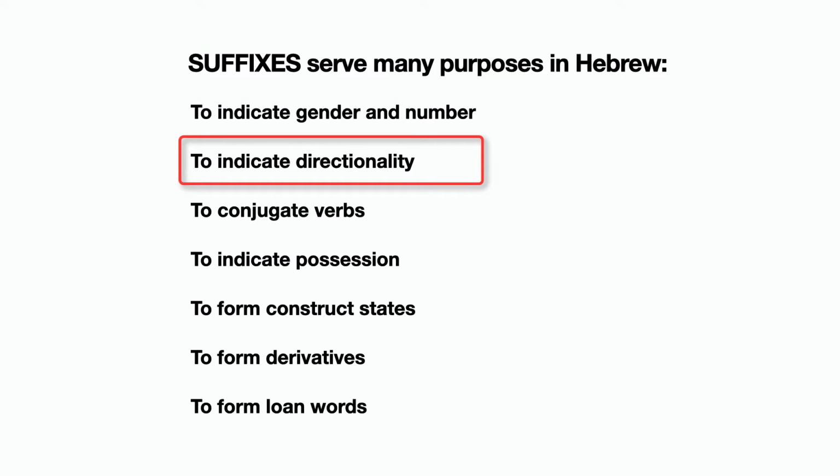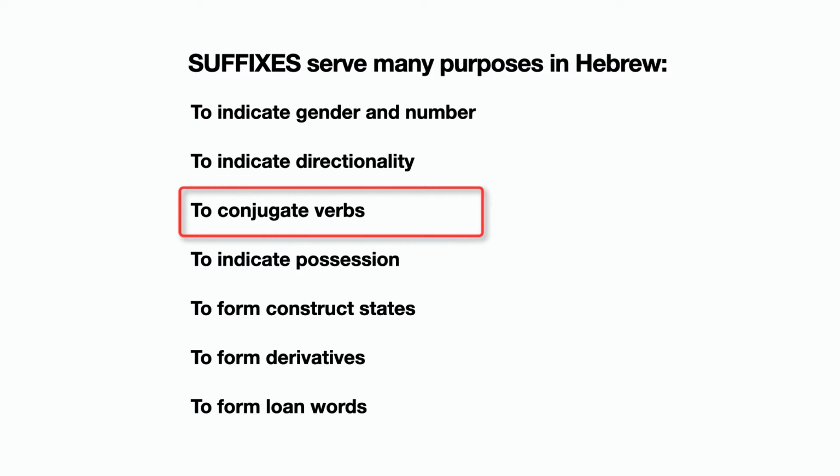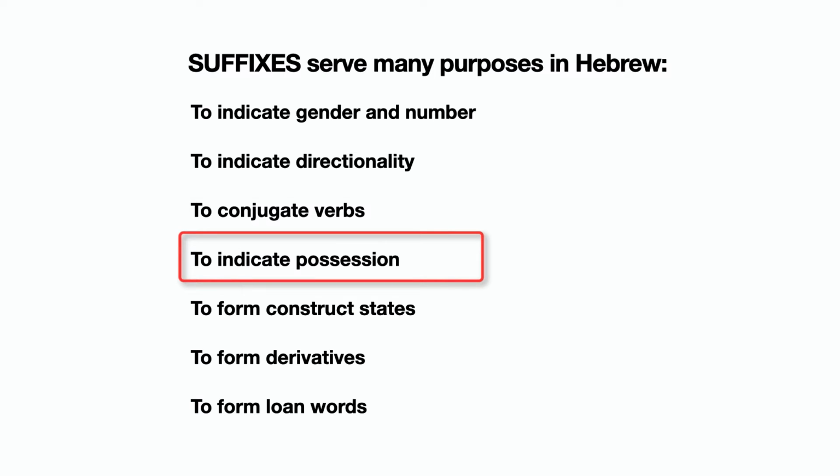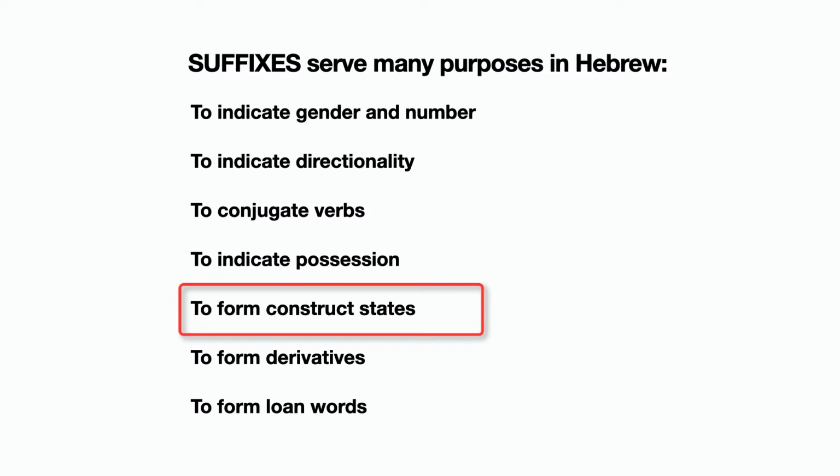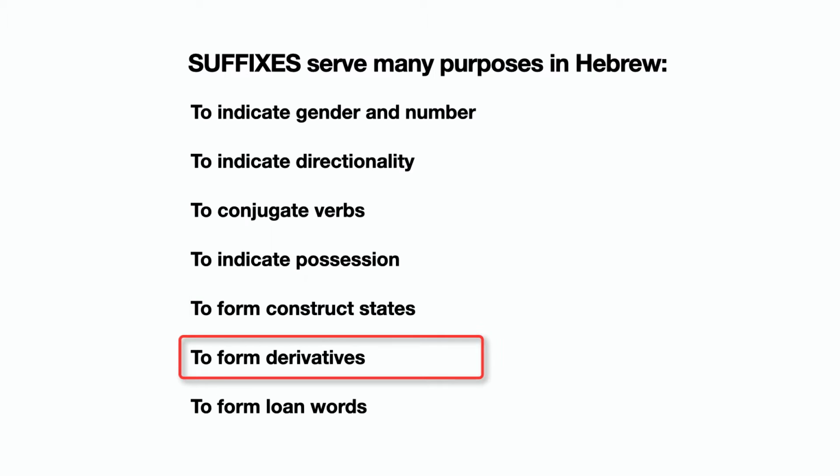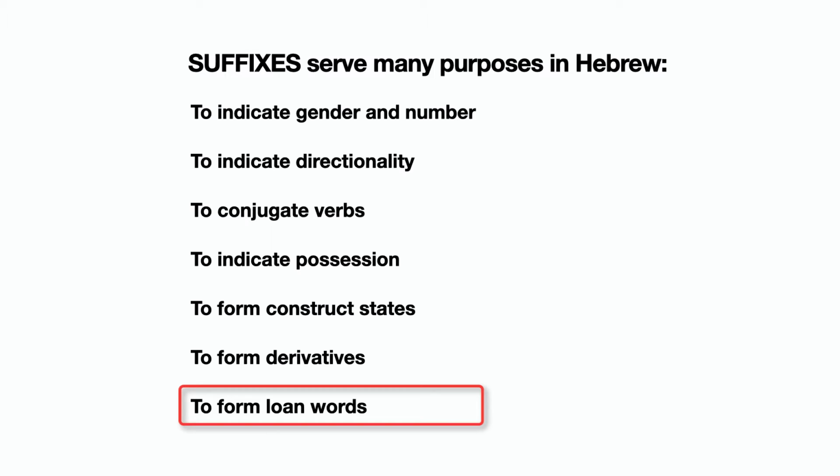So suffixes serve many different purposes in Hebrew: to indicate gender and number, to indicate directionality towards someone or something, to conjugate verbs, to know the past tense, present tense, future tense, infinitive forms, and imperative forms of verbs. And suffixes can also indicate possession. Suffixes are also used in what we call the construct states, and they are used to form derivative words and loan words, which are not native to the Hebrew language, meaning words that come from foreign languages.